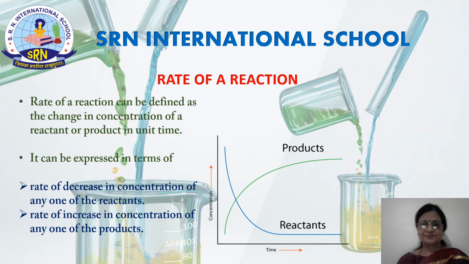Rate of a reaction. Rate of a reaction is defined as the change in concentration of a reactant or product in unit time. That means when a reaction starts, there is a decrease in concentration of a reactant with time as well as an increase in concentration of a product with time. It can be expressed in terms of rate of decrease in concentration of any one of the reactants as well as rate of increase in concentration of any one of the products.